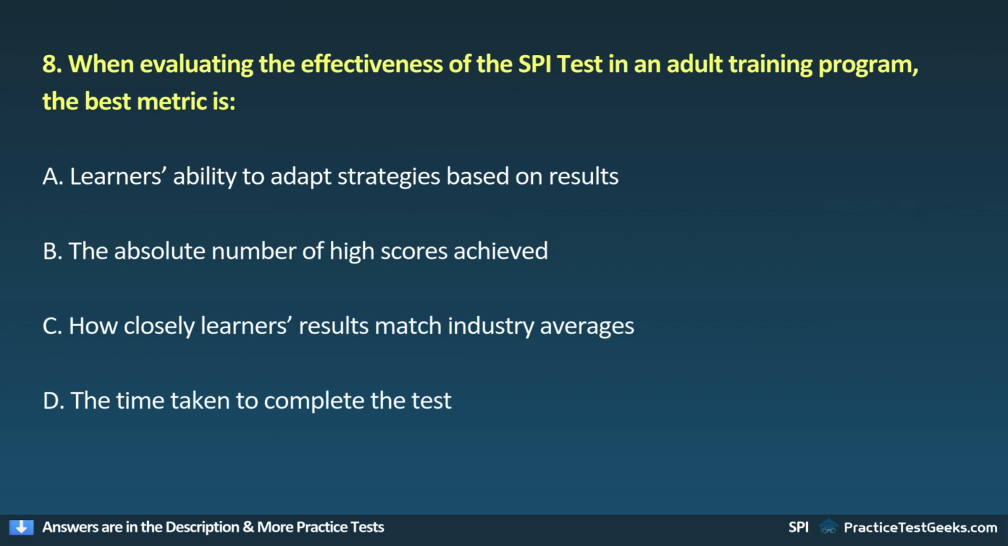8. When evaluating the effectiveness of the SPI test in an adult training program, the best metric is: A. Learners' ability to adapt strategies based on results. B. The absolute number of high scores achieved. C. How closely learners' results match industry averages. D. The time taken to complete the test.